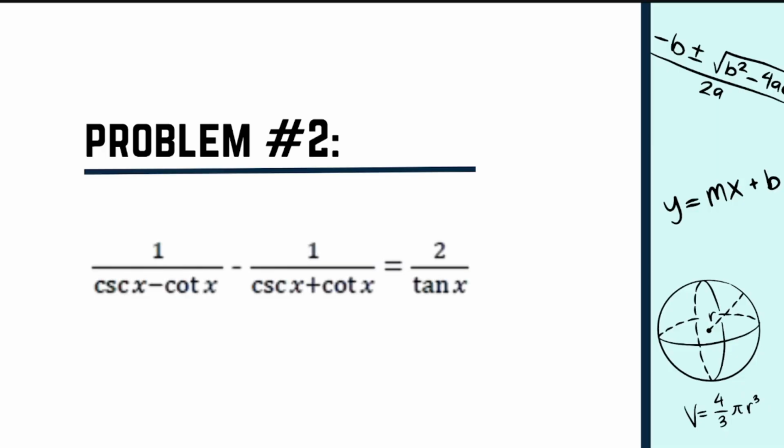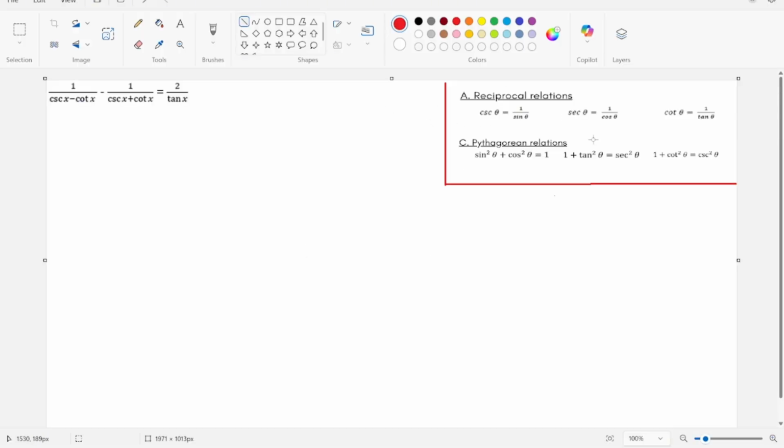Yan. For our next problem, for our second problem, we have 1 over cosecant x minus cotangent x minus 1 over cosecant x plus cotangent x is equal to 2 over tangent x. Okay, so nilagay ko tong mga to kasi magagamit natin siya for this specific problem. So for this problem, we will be working with the left side since mas complicated siya. And so, isimplify natin siya and manipulate hanggang sa maging 2 over tangent x siya.